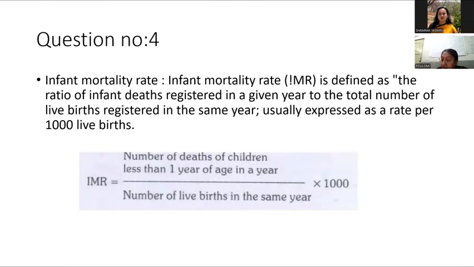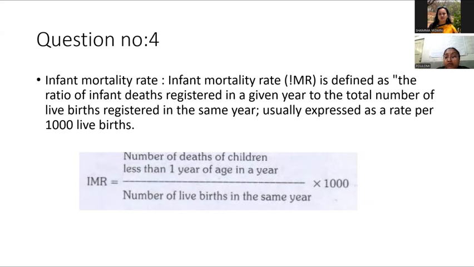Infant mortality rate. Question number 4: define infant mortality rate, write down the causes of infant mortality, and discuss the role of under 5 clinic. Now, what is infant mortality? Infant mortality is defined as the ratio of infant deaths registered in a given year to the total number of live births registered in the same year, usually expressed as a rate per 1,000 live births.